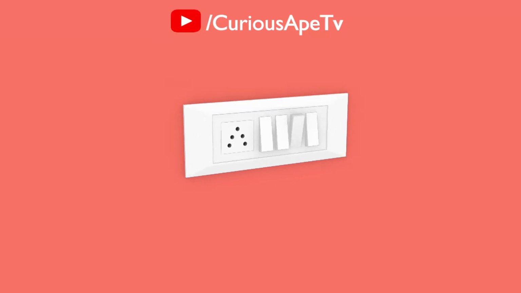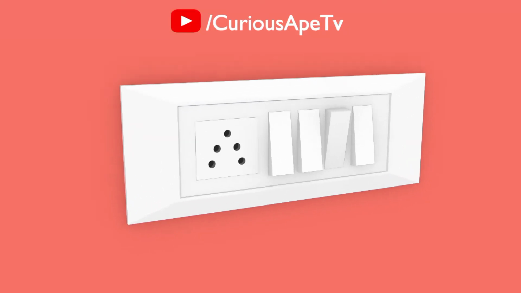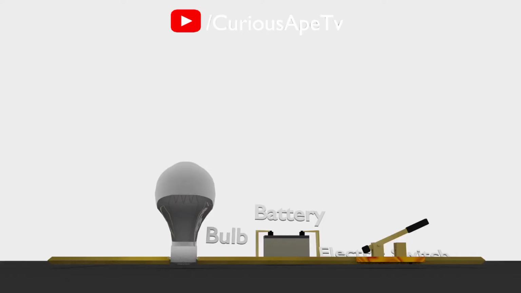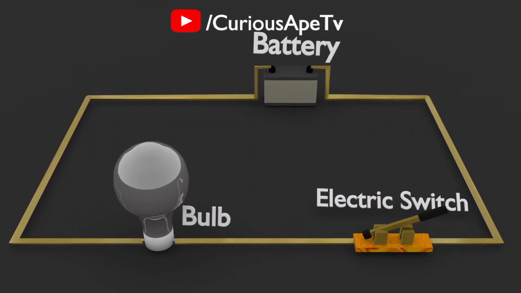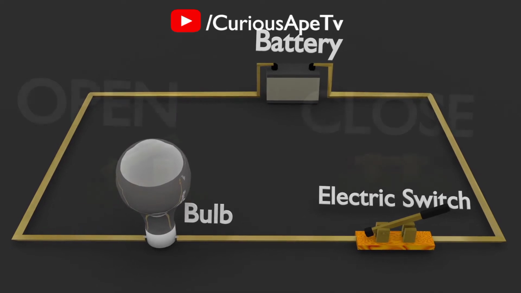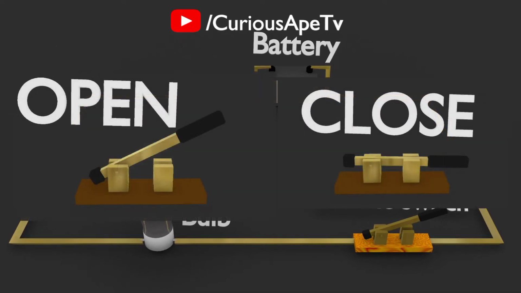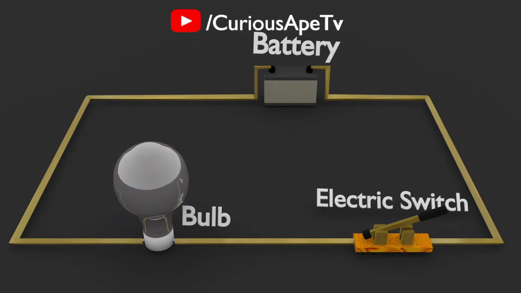An electric switch is the most commonly found electrical device in our homes. A switch is an electrical component that can interrupt the electric current in an electrical circuit. A switch has two positions, on and off, or closed or open. When the switch is in off or open position, current cannot flow through the circuit. When we close the switch and it is in on position, now the current can flow through the circuit.